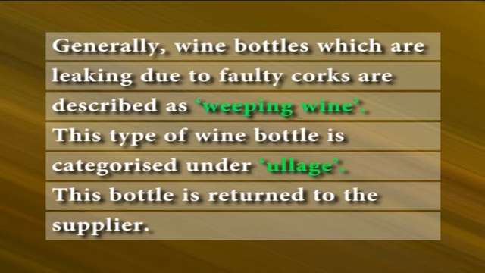Generally, wine bottles which are leaking due to faulty corks are described as weeping wine. This type of wine bottle is categorized under ullage. This bottle is returned to the supplier.